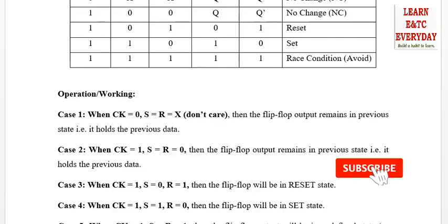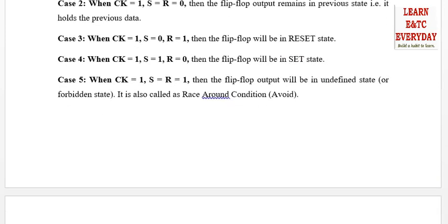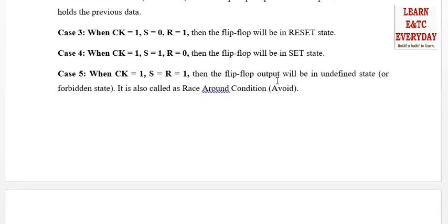This is also called forbidden or undefined. So when clock equal to 1, S equal to 1, R equal to 1, the flip-flop's output will be in an undefined or forbidden state. It is also called a race around condition, and such cases will be avoided. So this case should be avoided. This is the disadvantage of SR flip-flops.